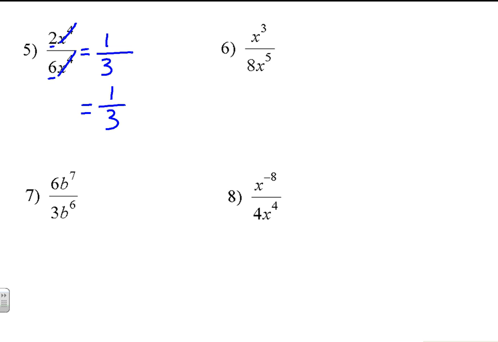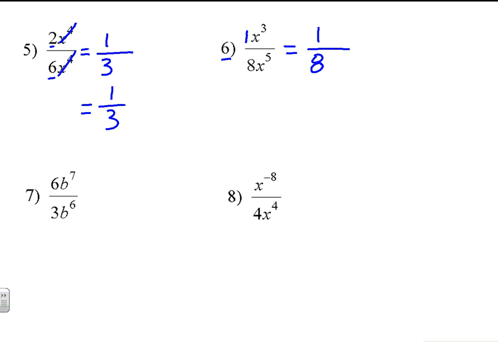Number 6. I've got some numbers in the bottom. You may want to put a 1 in front of that x. That's our sneaky hidden 1. And I say, can 1 on 8 reduce? No, 1 on 8 can't reduce. So I end up with sneaky hidden 1 on 8. That's what the numbers do for us.